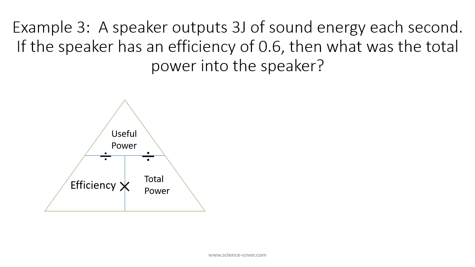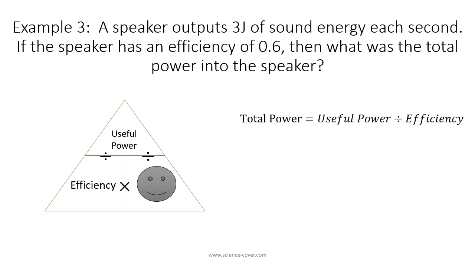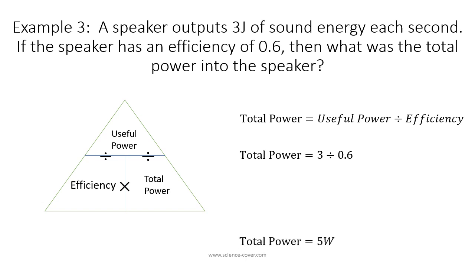Now to find the total power, I'm going to have to do the useful power divided by the efficiency. So if I use my 3 watts as the useful power, then I can divide it by 0.6 as the efficiency. 3 divided by 0.6 gives me 5, so the total power must be 5 watts.